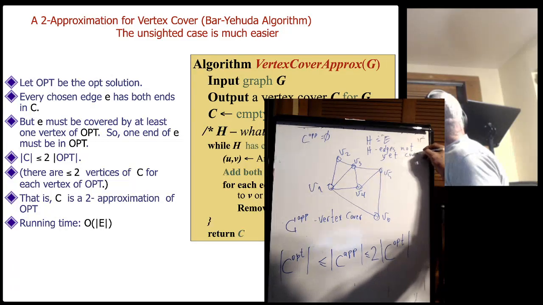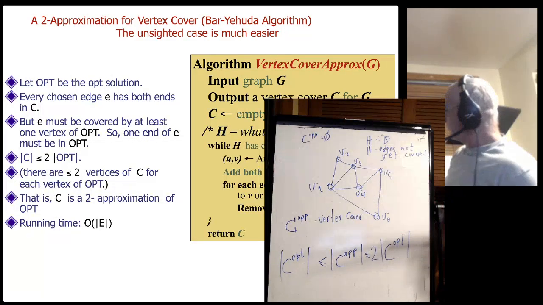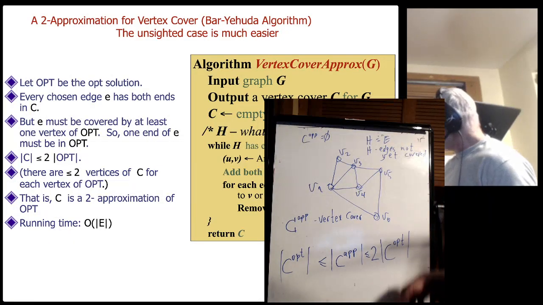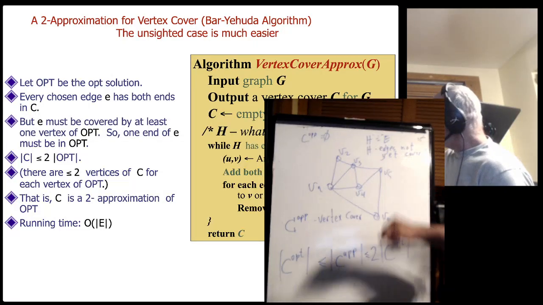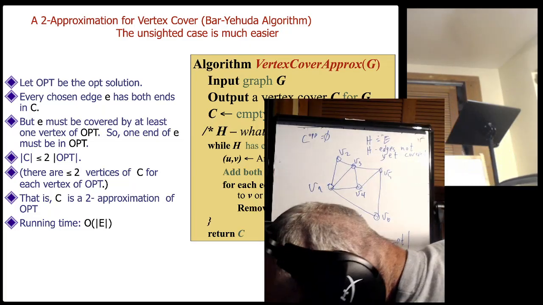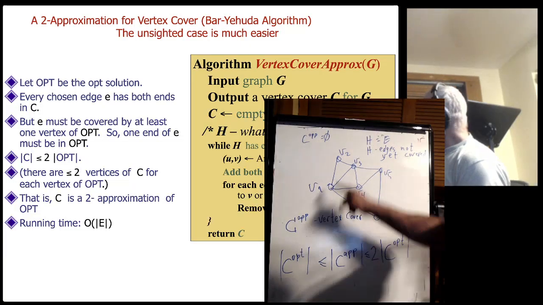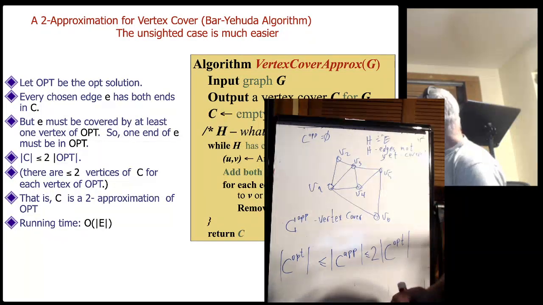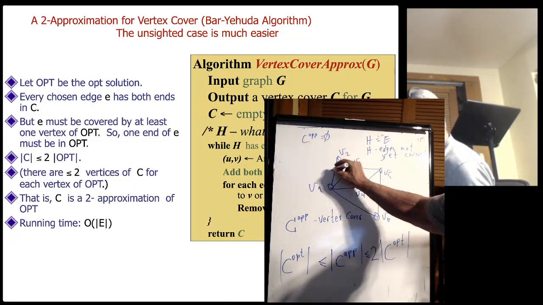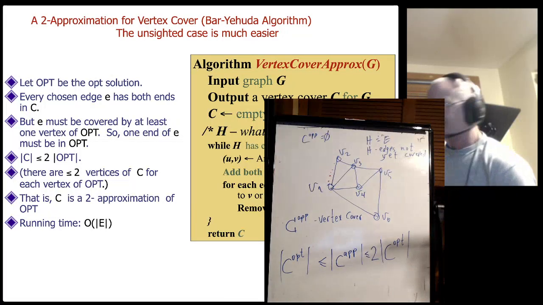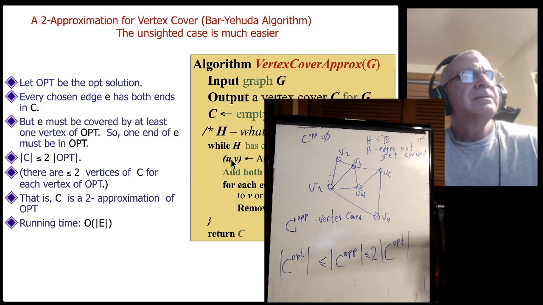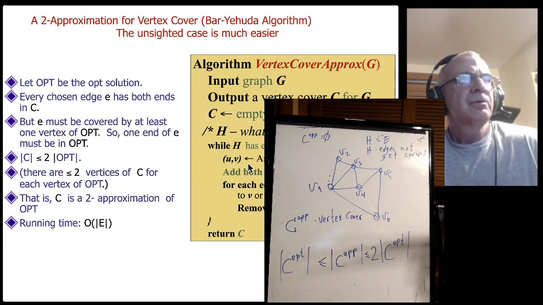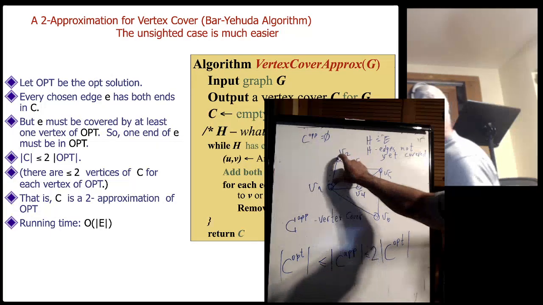Not yet covered. And so far, of course, since C is empty, nothing is covered, so I'll pick one. Here are all the edges that are not covered, and I'll pick one of them. Say I'm thinking about the edge V1, V2. And the algorithm tells you to pick this edge V1, V2 and add to C both vertices U and V.